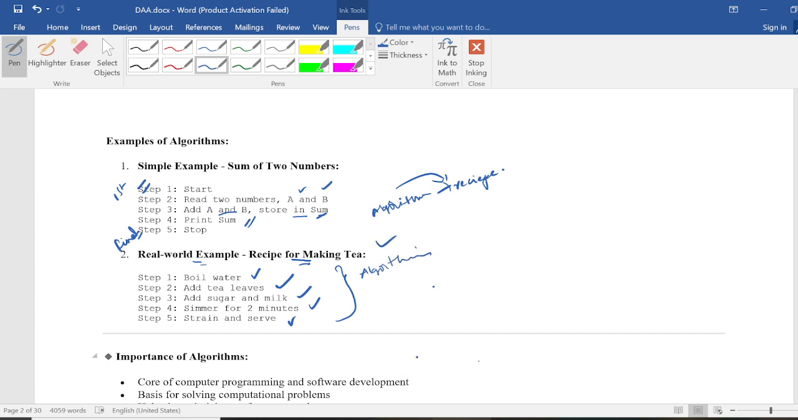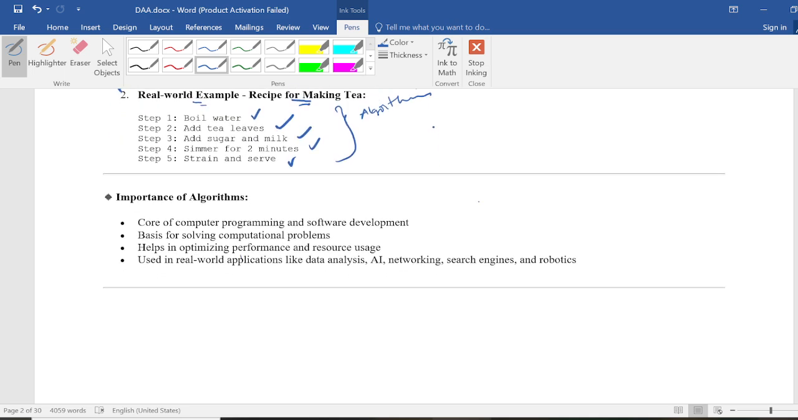So what is the importance of algorithms and why are they important? Algorithms are important because they form the core of computing. They help us solve problems efficiently, save resources and write optimized code. From data science and machine learning to networking and robotics, algorithms power almost every field of technology today.